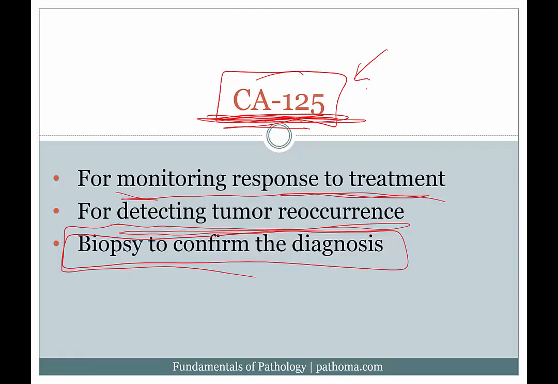So I don't have a picture for a psammoma body here, but again, there'll be concentric calcifications. And do you guys remember what other types of cancers are associated with psammoma bodies? That's right. Papillary thyroid carcinomas, meningiomas, and mesotheliomas.